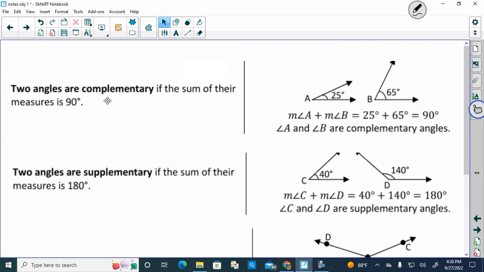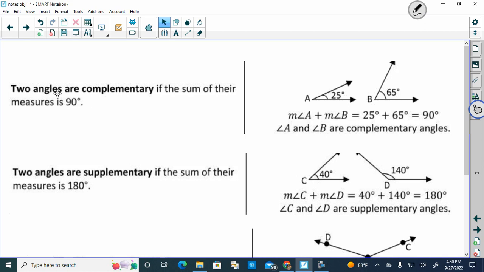Two angles are complementary. So complementary is 90 and supplementary is 180. If you remember from last year getting those two mixed up, I always said alphabetically the letter C comes before the letter S. So numerically 90 comes before 180. So complementary is 90, supplementary is 180.